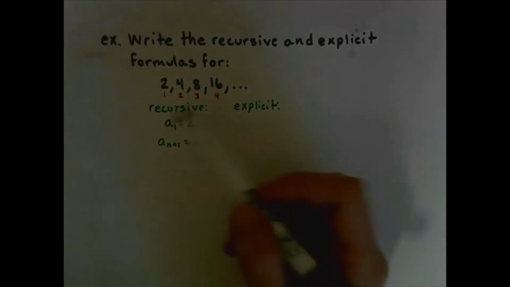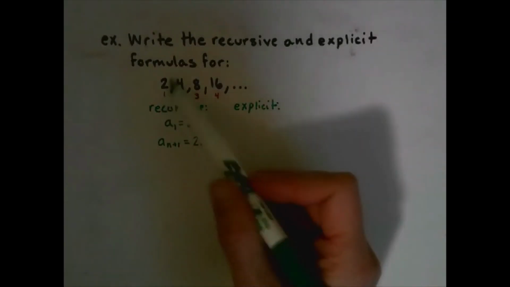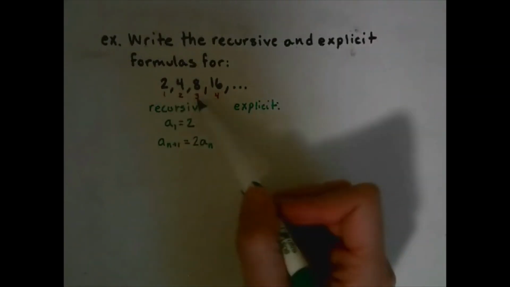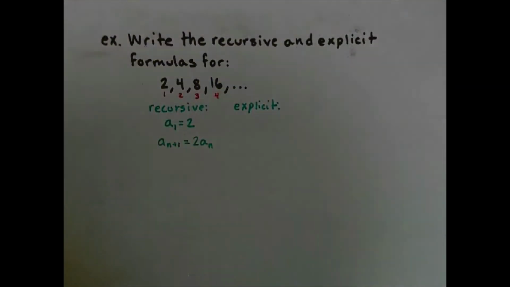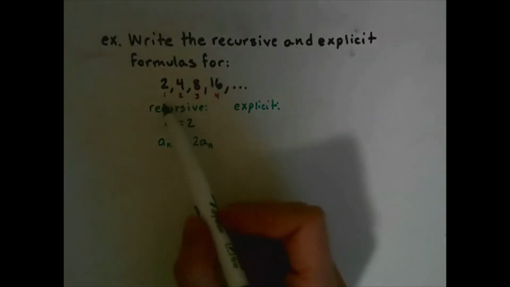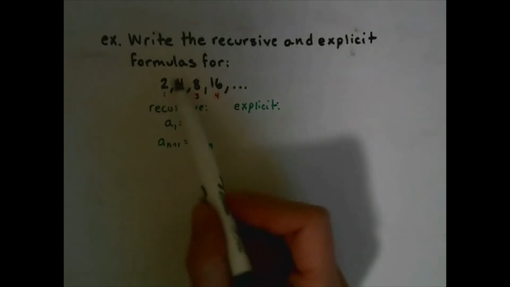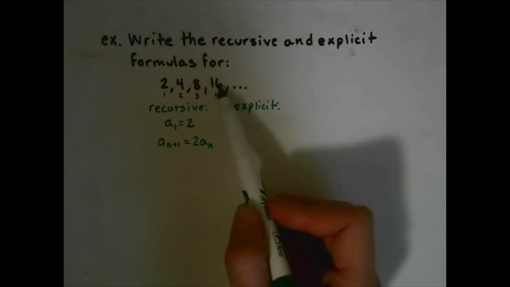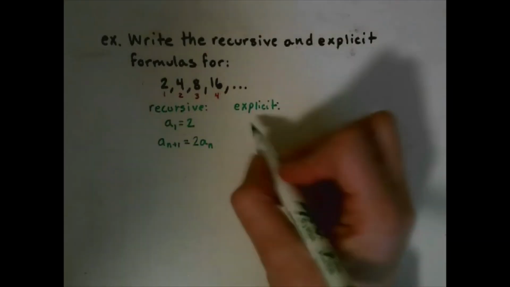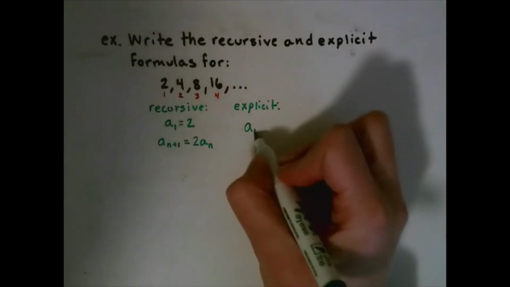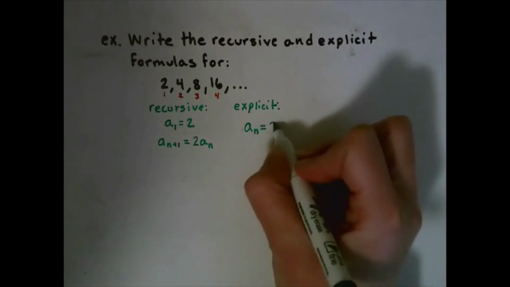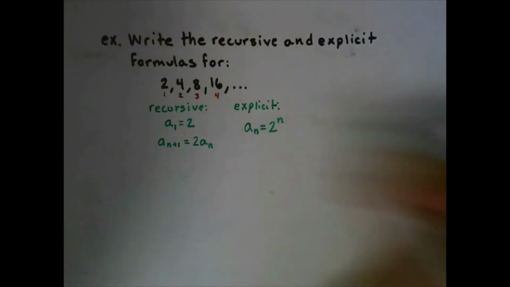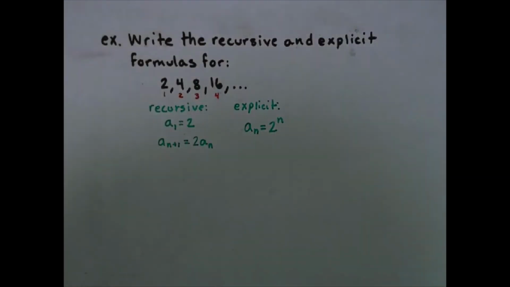Okay, well you might say, just multiply by 2, because 2 times 1 is 2, 2 times 2 is 4, but 2 times 3 is not 8. So that is not the pattern. But what we're doing is multiplying by 2. So I have 2, 2 times 2, 2 times 2 times 2, 2 times 2 times 2 times 2. So my explicit formula here is going to be 2 raised to the nth power.